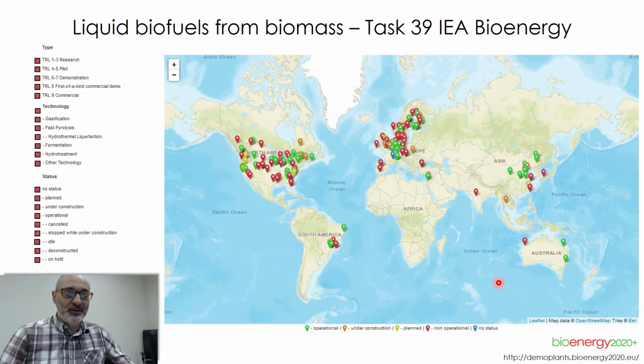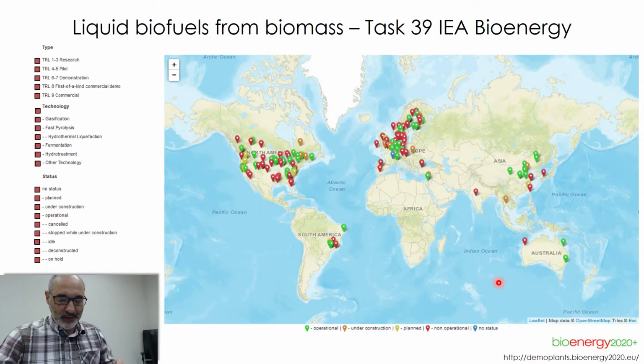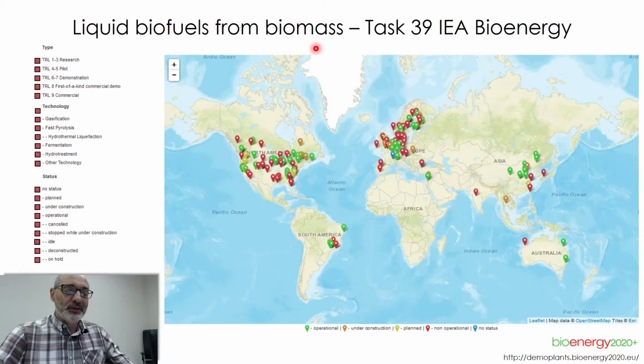And before getting into detail, this is a compilation of liquid biofuels industrial units. This is compiled by the International Energy Agency, Task 39, which is focused on bioenergy. I obtained this from their site, and it's a dynamic map. You can ask for specific items. So here are all the installations related to producing biofuel from biomass.